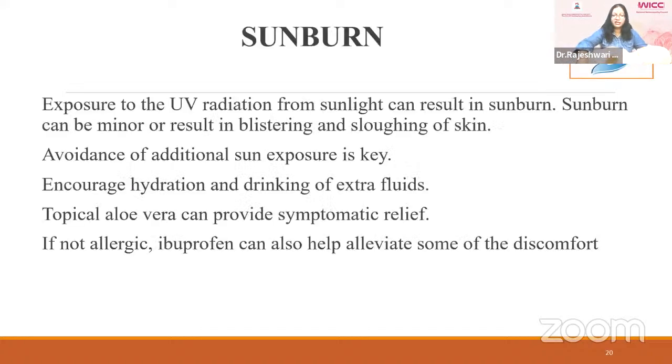And then temperature illnesses, we also discussed yesterday. What are sunburns? In case of sunburns, what can be done? Blistering is seen, sloughing of skin is seen. That happens due to exposure to UV radiation. So avoid additional sun exposure: remove that person from the sun and encourage hydration, give extra fluids. Generally there is no such medication even in the allopathic system; topical aloe vera is given as symptomatic relief. But in homeopathy, we have good medicines which can relieve sunburns.